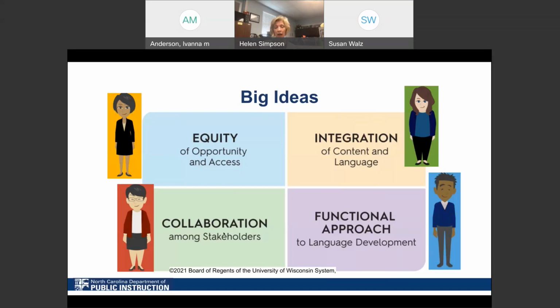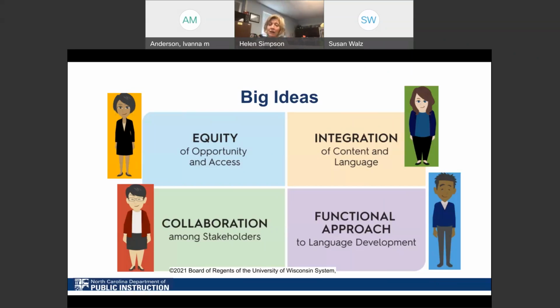Next, our third big idea is collaboration among stakeholders. WIDA was very explicit in that they want systems to move away from the idea of the ELD teacher being the one with sole responsibility for developing language of English language learners. WIDA believes that it takes a village, and we all know in our practice that it certainly does. And this is very important to bring to the table.